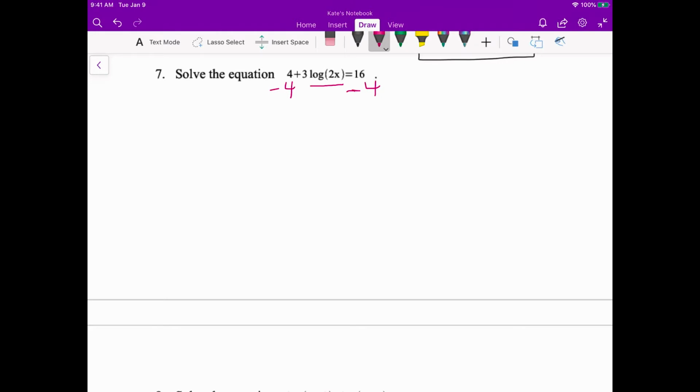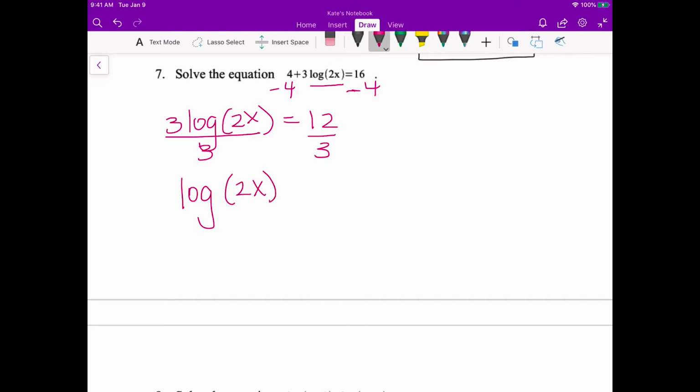Then I end up with 3 times the log of 2x equals 16 minus 4 is 12. Then again, I'm still trying to isolate the log of 2x, so I have to get rid of the 3, so I'm going to divide both sides by 3, and I end up with the log of 2x equals 12 divided by 3 is 4.